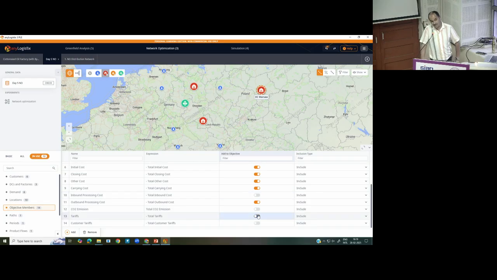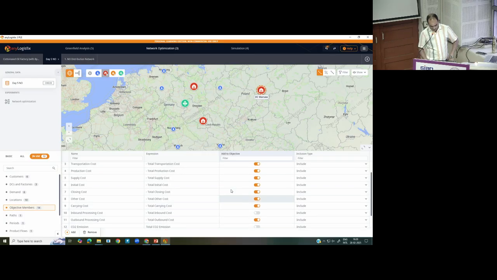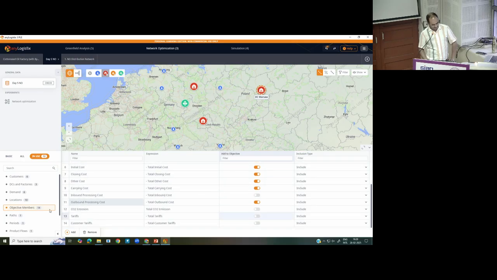Why is there no tariff here, guys? Why are there no tariffs in this example? When do tariffs come into your model? When you are moving out of the country, import and export. Here everything is within Europe. When you move goods within Europe, you don't need to pay any tax. So that's why the tariffs are not included. Okay, so objective members done.